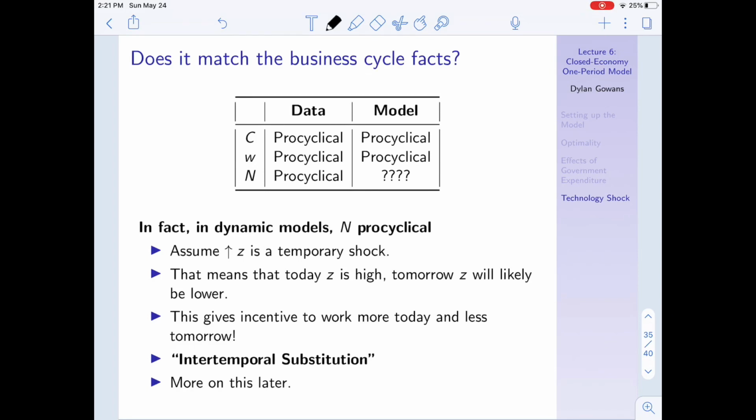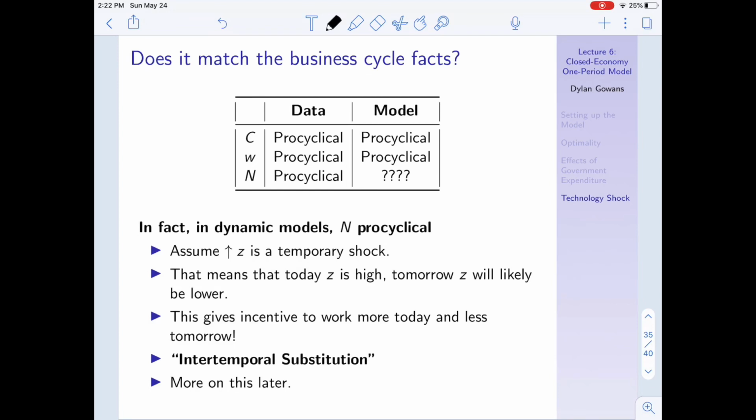Okay. So does this match the business cycle facts? Remember, these new classical economists claim that what's driving the business cycle is these changes in technology. So one way to evaluate this is to ask: are the changes we're seeing in the economy sensible given what we know about changes during the business cycle? Or put another way, do the business cycle properties we're seeing in the model match the business cycle facts we saw in an earlier lecture? Well, let's look at them.